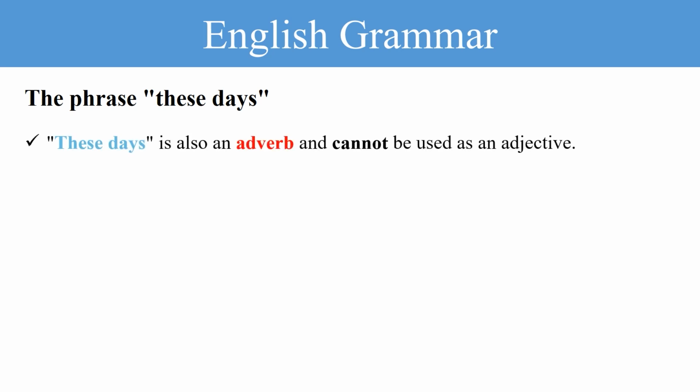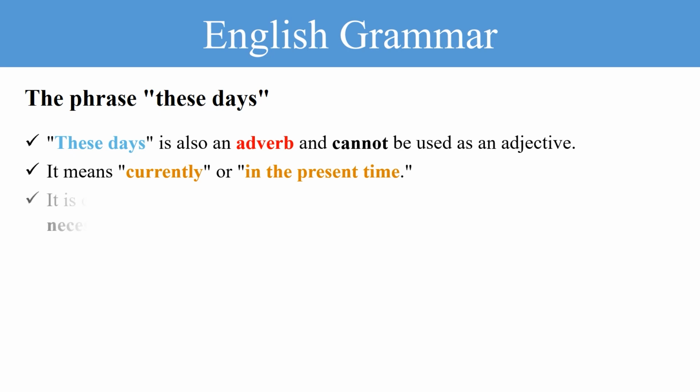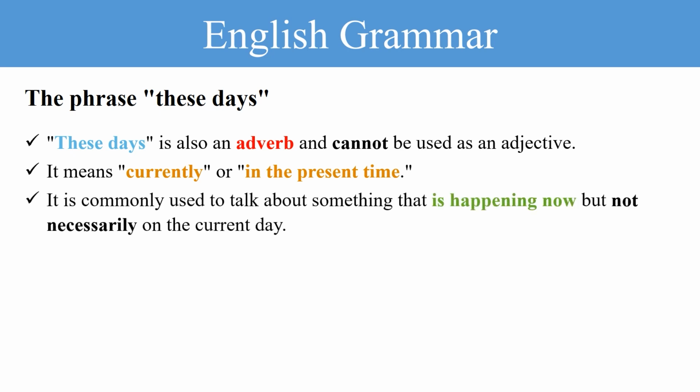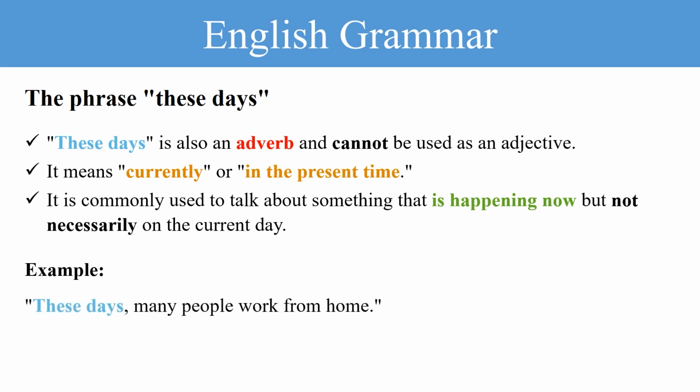These days is also an adverb and cannot be used as an adjective. It means currently or in the present time. It is commonly used to talk about something that is happening now, but not necessarily on the current day. For example, these days, many people work from home.